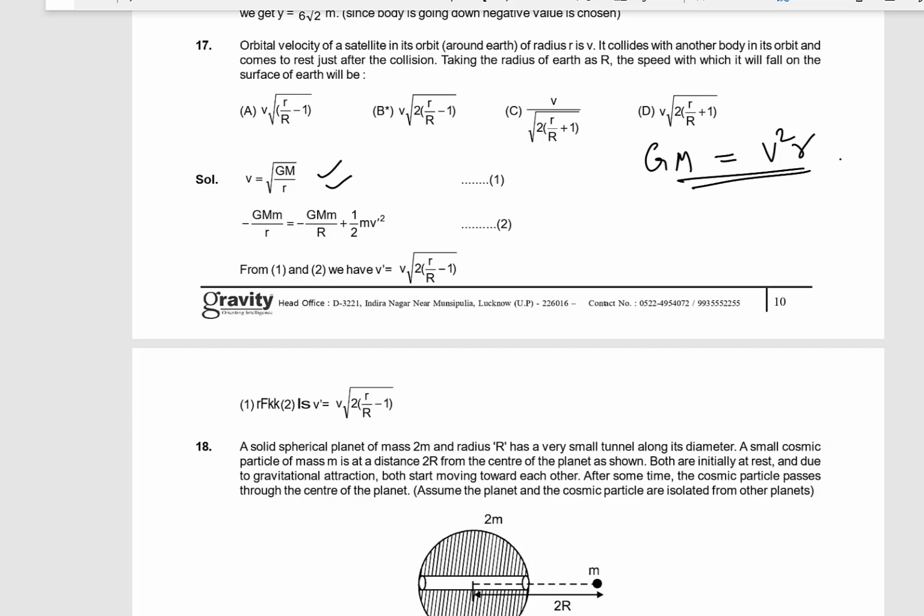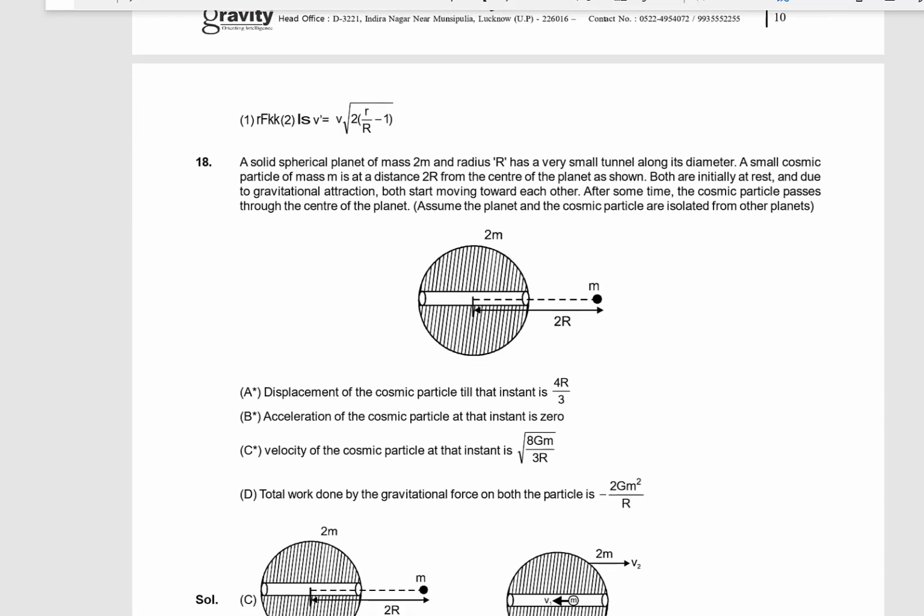Once it has come to rest, what energy is there? There is only potential energy, right? So minus GMm by r is equal to, when it comes to the surface, minus GMm by r plus half mv square. That's it. From this we find this v dash, and we will substitute GM as v square by r. We'll get this answer, right? Okay, moving on to the next question.